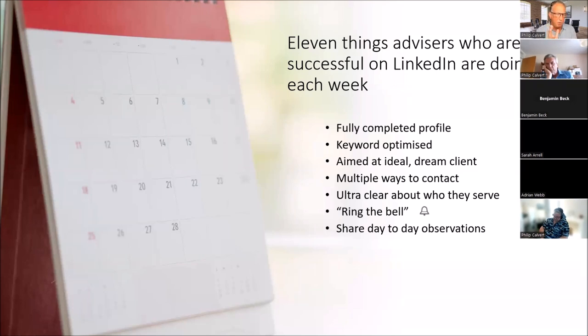LinkedIn's algorithm can tell the difference between content that educates, informs, and entertains, and content that just advertises and promotes and broadcasts. The LinkedIn algorithm can tell the difference. So if you post day-to-day content that doesn't promote anything, the algorithm picks that up. It makes your content more visible to more people, which means more people get curious about who you are and more people come visit your profile page. Simple as that. And here's the really cool thing. If your profile is ultra clear about who you serve and who your ideal dream client is, the LinkedIn algorithm will make sure that more of them come visit your profile. We'll talk more about that as we go.